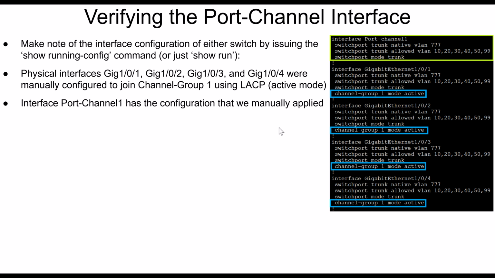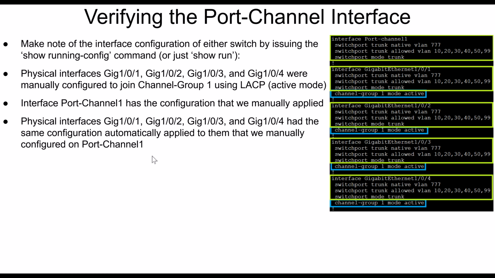Interface port channel 1 has the configuration that we manually applied. Look, we manually entered these in. We told it to have a switchport trunk native VLAN of 777. We told it to allow VLAN 10, 20, 30, 40, 50, 99. And we told it to be in trunk mode. Okay, not necessarily in that order, but that's the order that the running config shows it.